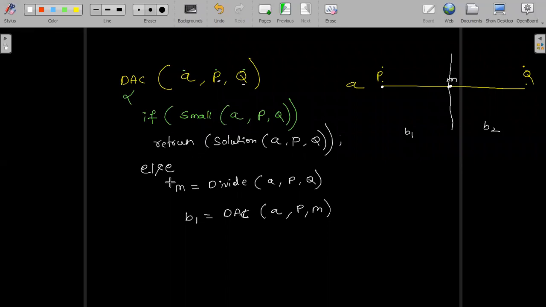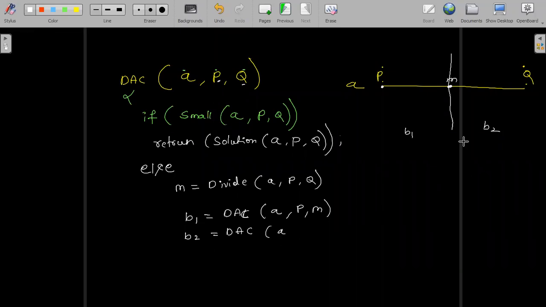You got it? Everybody got it? P to M, middle, this is B1. We divided this one. Again, B2 is equal to the divide and conquer function. Both functions are the same. It indicates very clearly that it is a recursion. The function calls itself. This is a function calling itself inside, nothing but recursion.